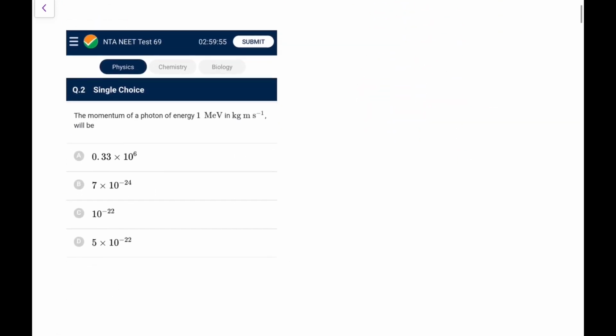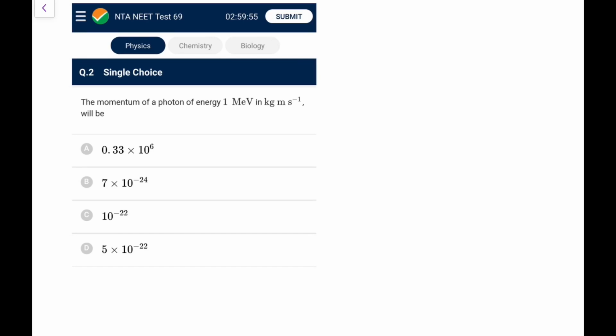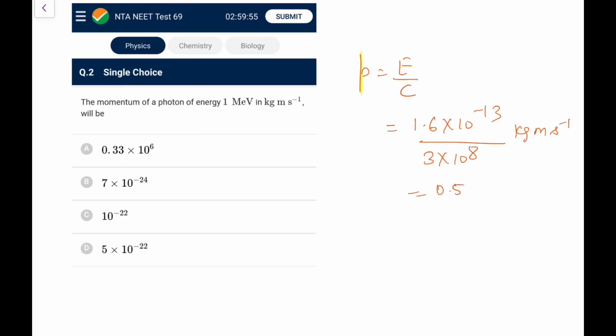Next, the momentum of a photon of energy 1 MeV in kg meter per second would be. Okay, so for any photon, the relation that we have is p is equal to E by c. So E is 1.6 into 10 to the power minus 13, and c is 3 into 10 to the power 8. So it would be in SI units, kg meter per second for sure. So now what we get is 1.6 by 3, that is 0.53. You can write 0.53 into 10 to the power minus 13 divided by 10 to the power 8, that is 10 to the power minus 21. So it is 5.3 into 10 to the power minus 22, or in one significant figure it would be 5 into 10 to the power minus 22 kg meter per second for sure.